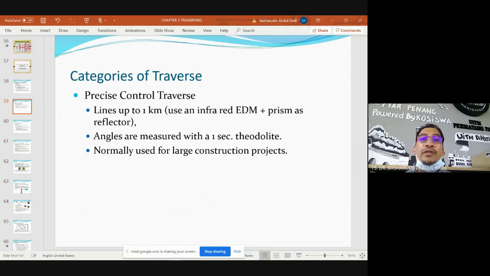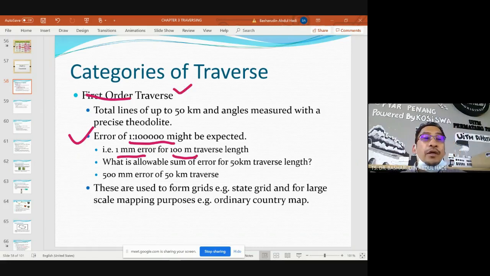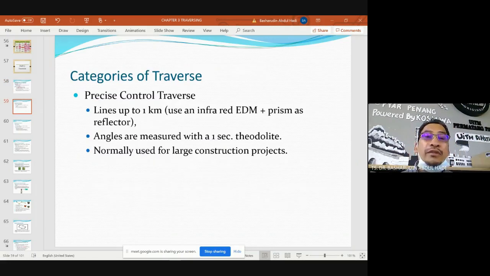When you consider the precise control traverse, or you want to do first class traverse, you must have, number one, a precise control survey. For lines up to 1 kilometer, you must use infrared EDM or a prism as reflector. You cannot use a theodolite or compass. Because your equipment is very good, you get high results. Angles I measure to 1 second, which is high precision. Maybe the equipment price is 100K for one auto station or theodolite with laser infrared EDM.